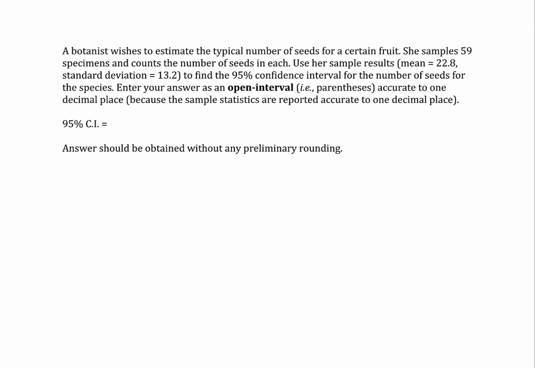A botanist wishes to estimate the typical number of seeds for a certain fruit. She samples 59 specimens and counts the number of seeds in each. Use her sample results, the mean equals 22.8, standard deviation equals 13.2, to find the 95% confidence interval for the number of seeds for the species.